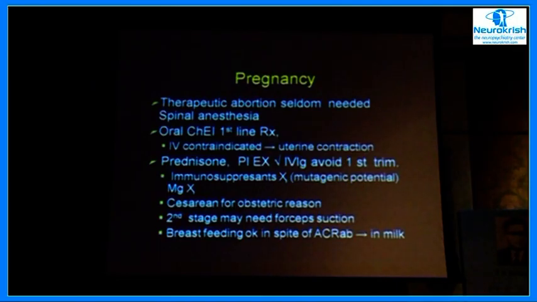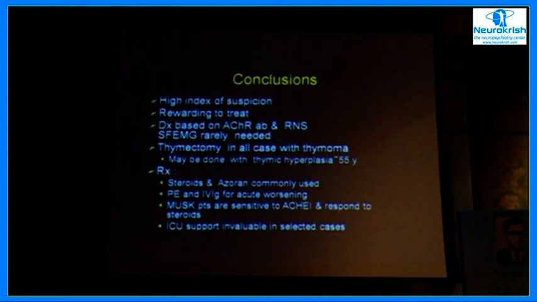Cesarean section should be done only for obstetric reasons and not for myasthenia. The second stage may need forceps and suction evacuation. Forceps may be needed, and breastfeeding is allowed, although the drug, acetylcholinesterase antibodies, go in the milk.